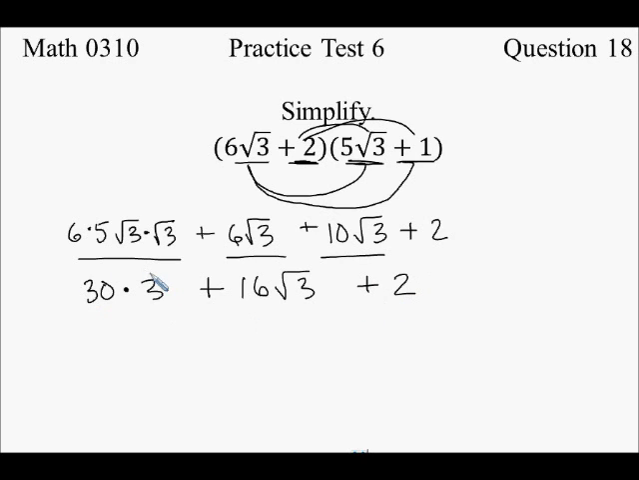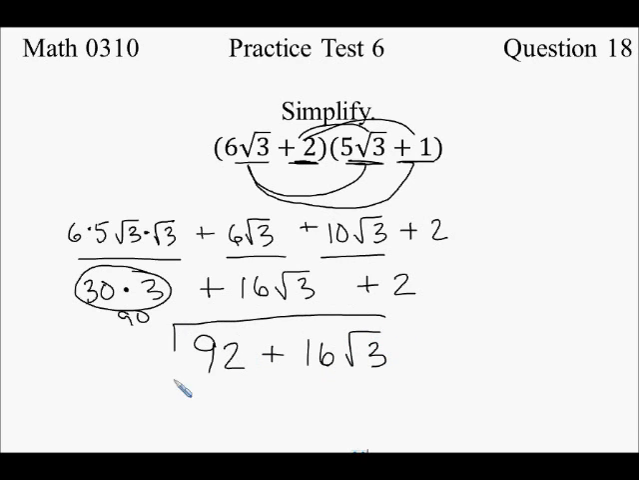So now if we look at 30 times 3, that's going to give us 90, and that's going to match our plus 2 at the end. Those are like terms because there's no radical there. So 90 plus 2 would give us 92, plus we have 16 square root 3. And these have to stay separate. They're not like terms, so this is simplified. 92 plus 16 square root 3. Answer choice C.